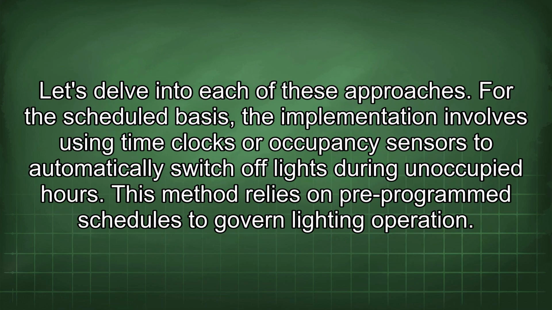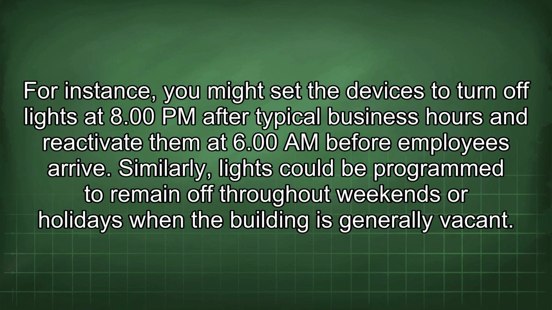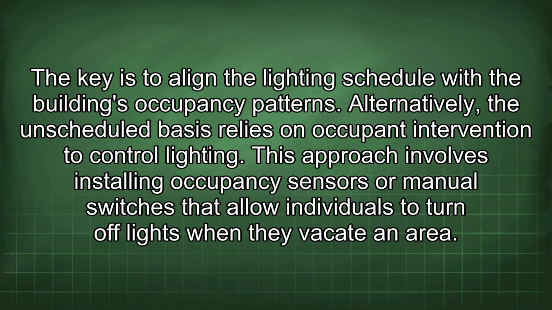Let's delve into each of these approaches. For the scheduled basis, the implementation involves using time clocks or occupancy sensors to automatically switch off lights during unoccupied hours. This method relies on pre-programmed schedules to govern lighting operation. For instance, you might set the devices to turn off lights at 8:00 p.m. after typical business hours and reactivate them at 6:00 a.m. before employees arrive. Similarly, lights could be programmed to remain off throughout weekends or holidays when the building is generally vacant. The key is to align the lighting schedule with the building's occupancy patterns.